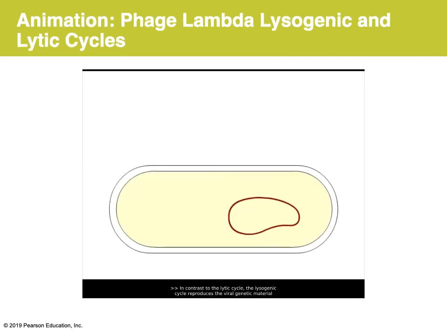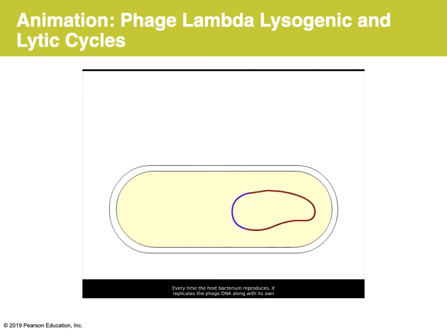In contrast to the lytic cycle, the lysogenic cycle reproduces the viral genetic material without destroying the host. The lysogenic cycle of phage lambda begins when a phage binds to the surface of a host bacterium. The phage injects its DNA into the host cell, leaving the empty protein coat outside. The viral DNA is incorporated into the host cell DNA, where it is called a prophage.